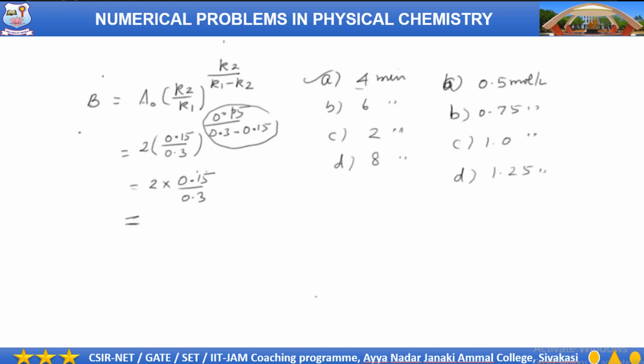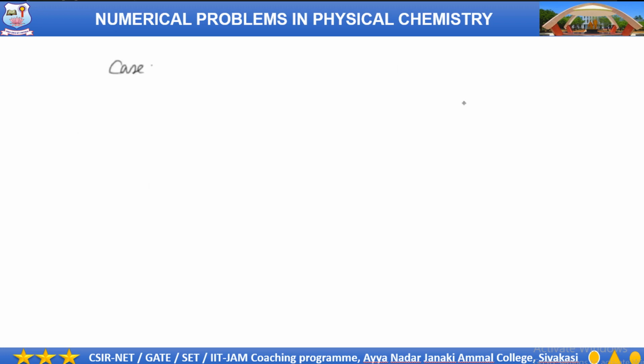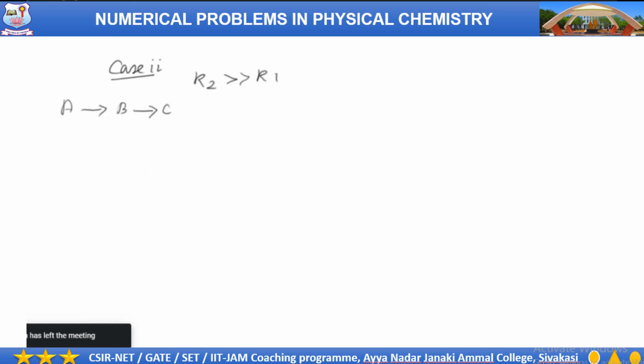What is the working for case 2? It is very easy. Which would be put as very, very higher than the next one? In the first case we put K1 as very, very higher than the other. Now for case 2, K2 is very, very higher than K1, in the consecutive reaction A giving B giving C. That is, the K1 value is less and the K2 value is very high.